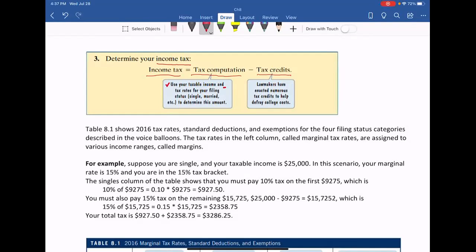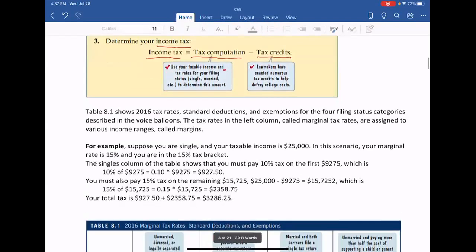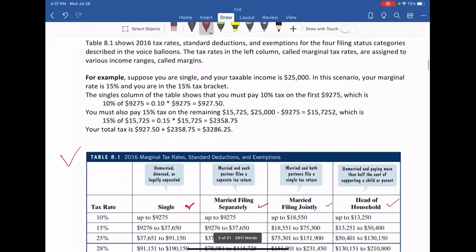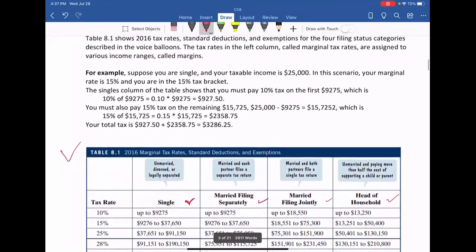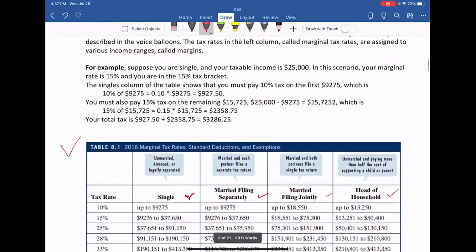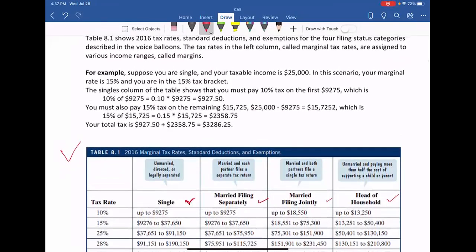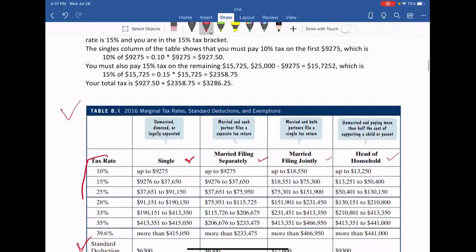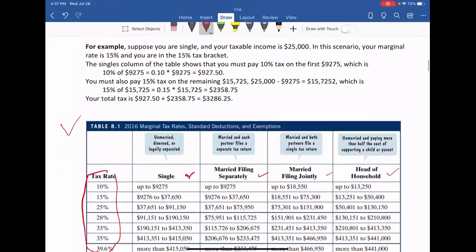The tax credits: lawmakers have enacted numerous tax credits to help defray college costs. The tax table is shown here. It includes the standard deductions and exemptions. And so for filing status categories described in the voice balloons, the tax rates in the left column are called the marginal tax rate. The tax rate here is the marginal tax rate.